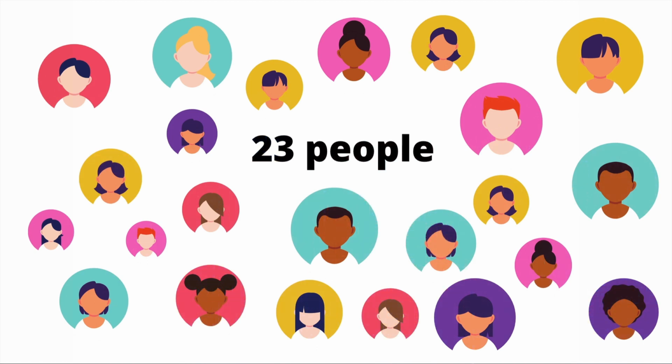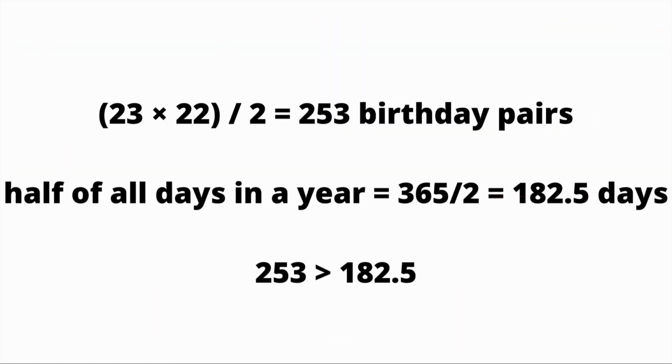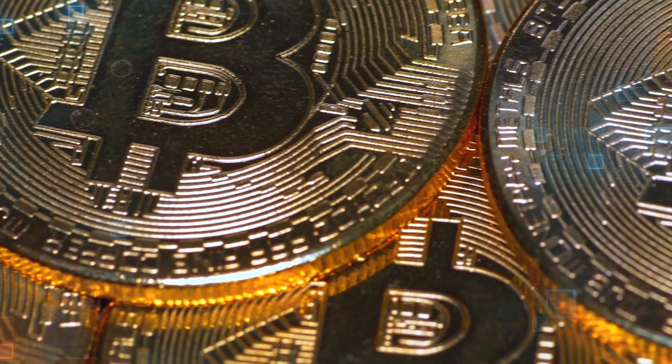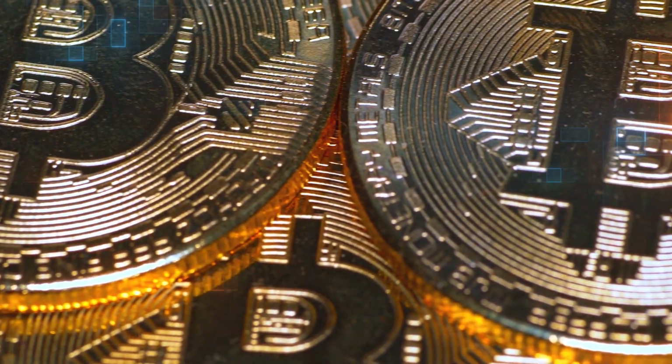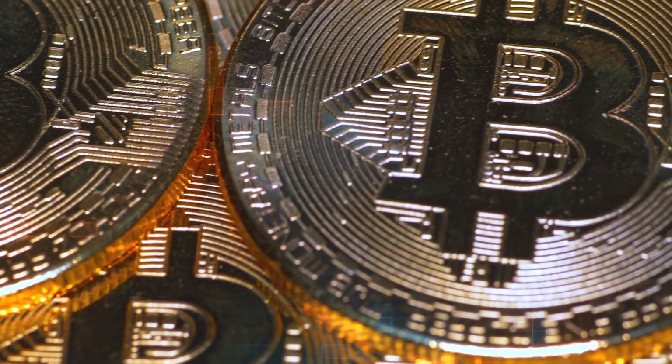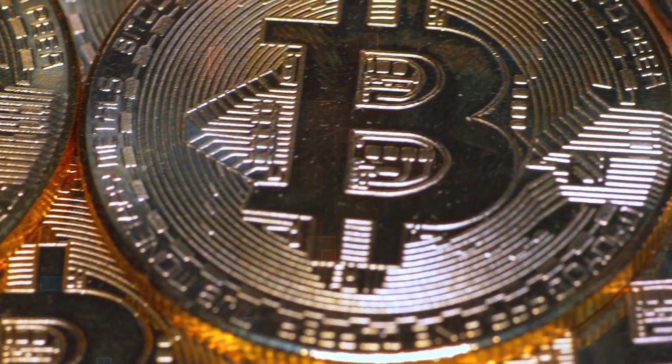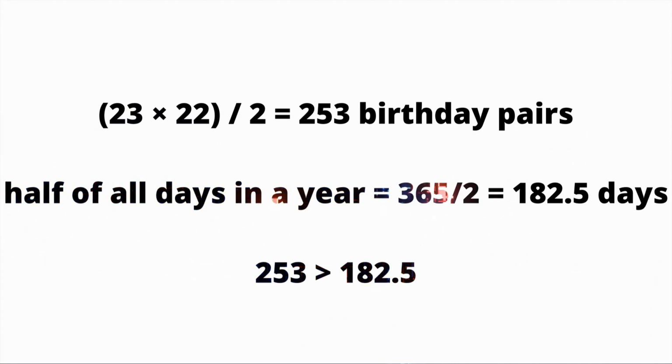But how can that be when there are 365 different days? Well, with 23 people, there are 23 times 22 divided by 2 birthday pairs to consider, which is 253 birthday pairs. And that is well above half of all days in a year, which is 182.5 days. So could that mean that we have the same problem for Bitcoin? Because it's already problematic just having 1 pair of Bitcoin addresses be the same. Luckily, even with that, it's still not a problem.